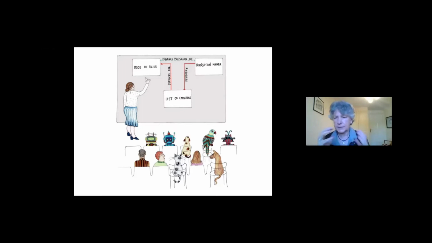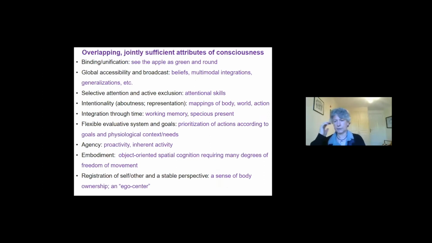So we started with a list. These are the capacities or attributes that are partially overlapping, which is a good thing because they are actually interacting capacities. And they are jointly, we say that it would be generally agreed. We took it from the literature in psychology, in neurobiology, in philosophy of mind, from many, many sources.